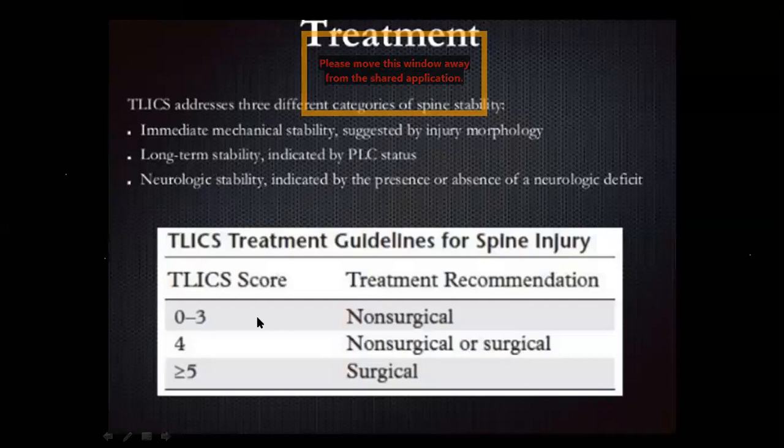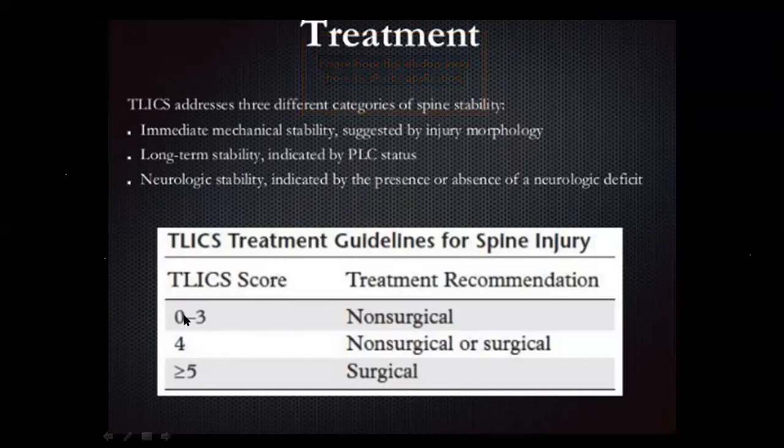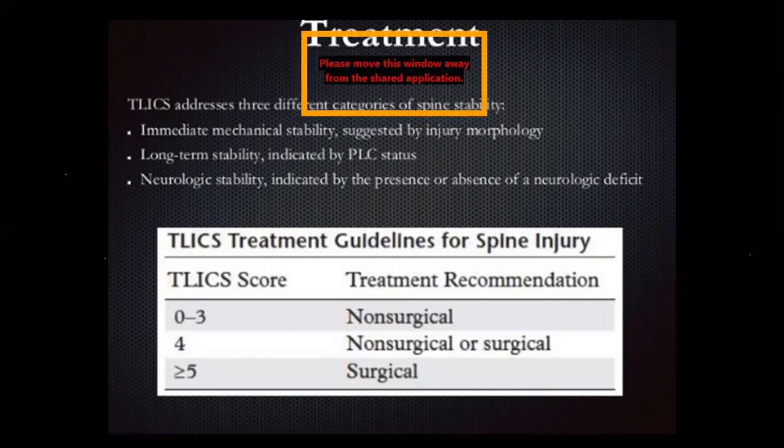What are the guidelines? If the score is between 0 to 3, non-surgical, conservative management. If the score is more than or equal to 5, you have to operate. What kind of surgery? Stabilize the patient. If the patient is having cord compression, decompress the patient. What if the score is 4? Then the surgeon has to take the call, whether to operate or whether to manage conservatively. So, score 0 to 3, non-surgical conservative management. More than or equal to 5, surgical management. If the score is 4 points, then it can be managed conservatively or surgically. The decision should be taken by the treating surgeon.